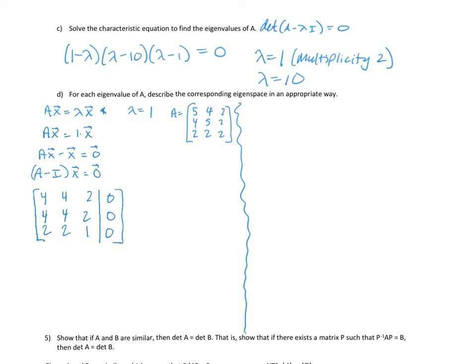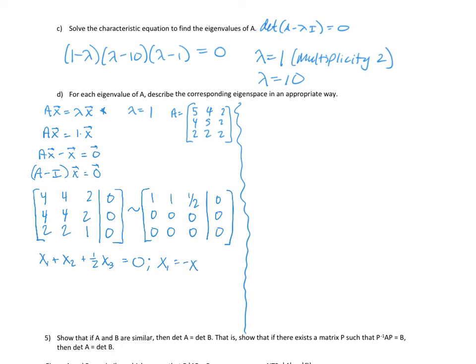So I'm just going to row reduce this on a calculator, and I get 1, 1, 1 half, 0, 0, 0, 0, 0, 0. So that says x1 plus x2 plus 1 half x3 equals 0. x2 and x3 are free variables, so if I solve this for the basic variable, x1 equals negative x2 minus 1 half x3.